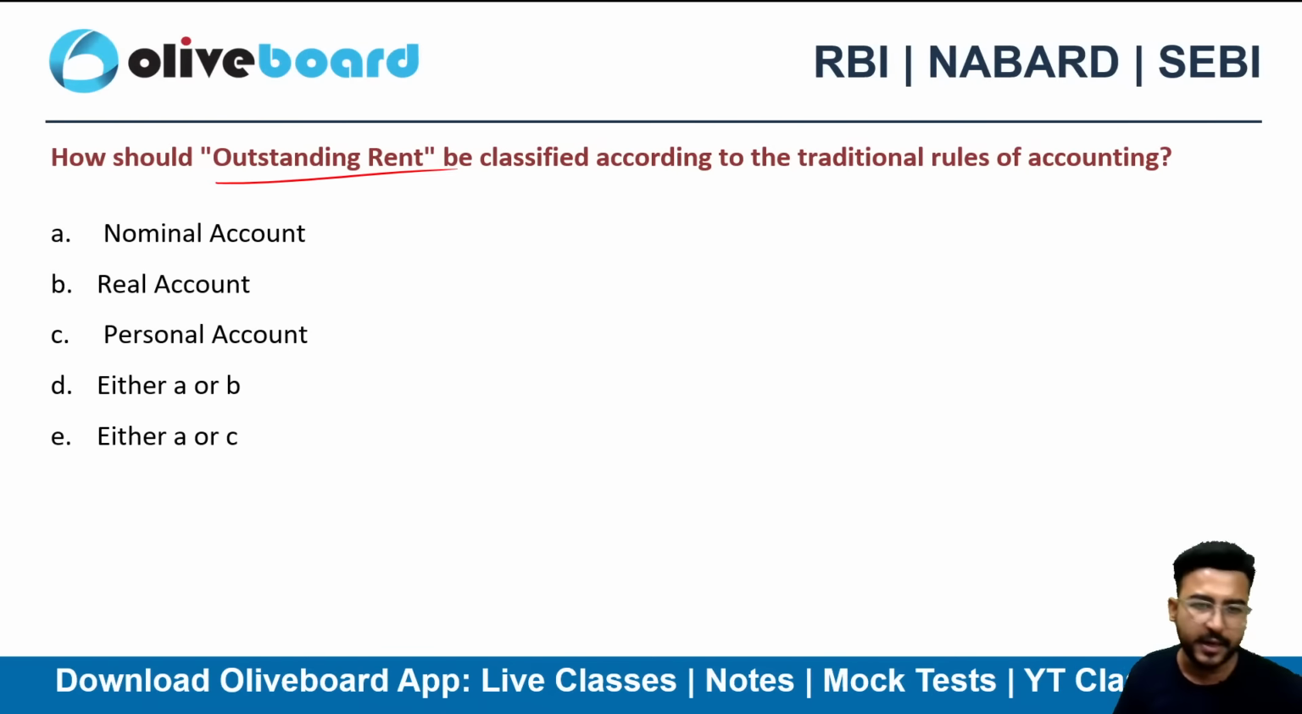What about outstanding rent? Yes, it is a personal account. Why? Because it's a representative personal account. Outstanding rent is nothing but a representation of my landlord, right? Representative personal account.